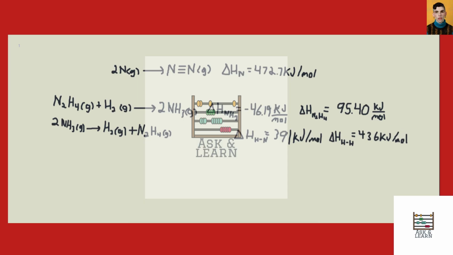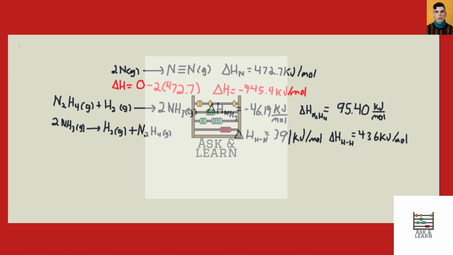So remember Hess's law: delta H of reaction is equal to delta H of products minus delta H of reactants. So delta H is going to be equal to 0 minus 2 times 472.7. So delta H is equal to minus 945.4 kilojoules per mole.